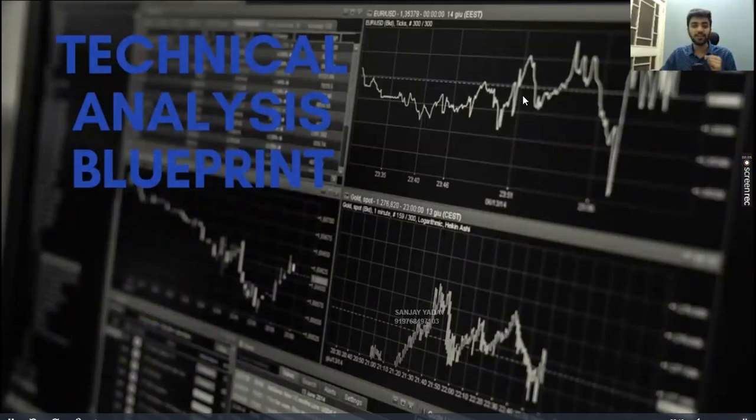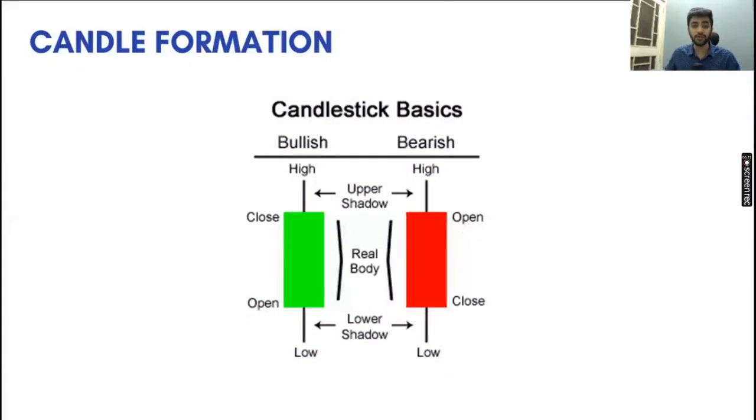So let's start with how candles are formed. I took this in the previous video, but we need to go much deeper into it. This is how a basic candle is formed. A green candle signifies that the price closed on the upper side, and a red candle signifies that the price closed on the bottom side. So this is price close at the bottom, and this is price close on the top side.